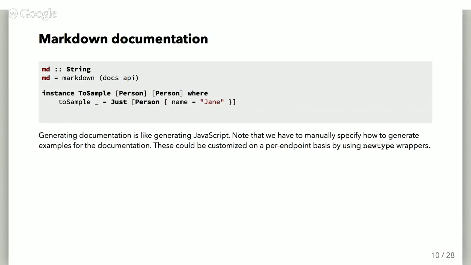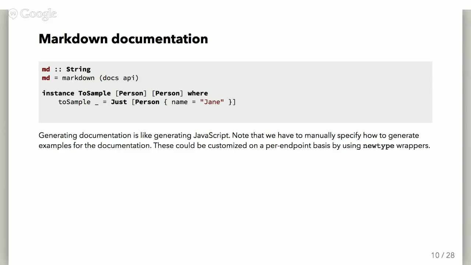And the last bit that is provided for free is Markdown documentation. So again, using the same API description as before, and very similar to how we generated the JavaScript client, we can generate Markdown documentation that explains, like, you can make a GET request to this endpoint. You'll get this type of thing back. We accept JSON, XML, whatever. The only thing you have to add that we haven't had to do for anything else is we have to tell Servant how to generate sample data for the types of things that we're returning.